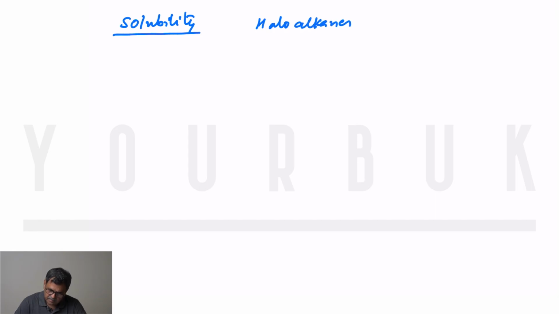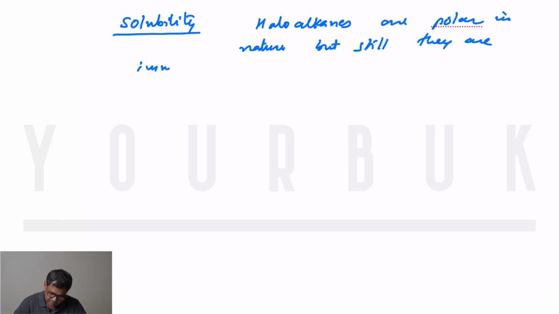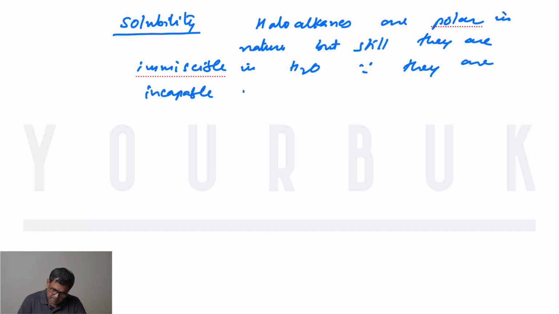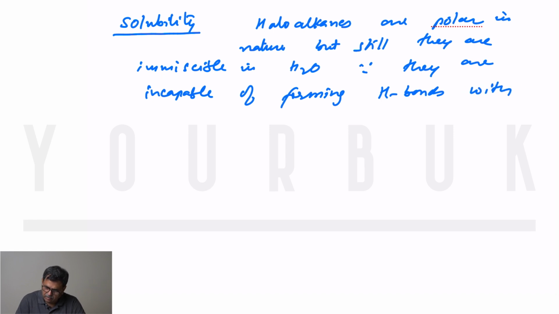Now next point is the solubility. Haloalkanes are, though polar in nature, still immiscible in water, because they are incapable of forming hydrogen bonds with water. It's a simple reason.